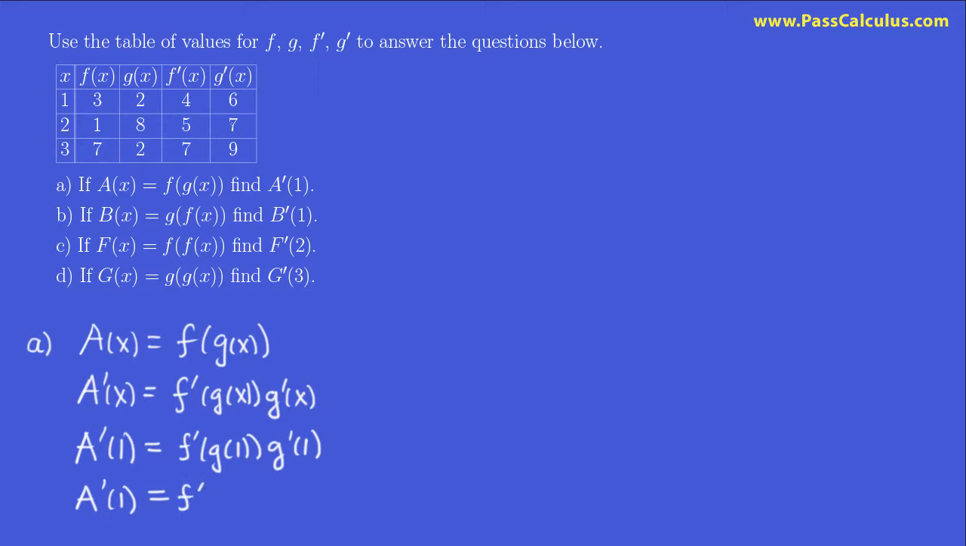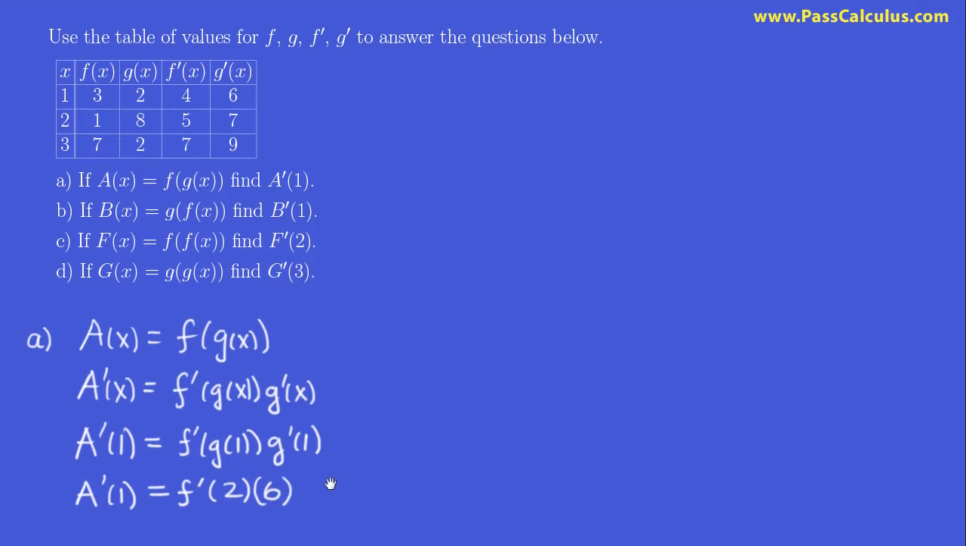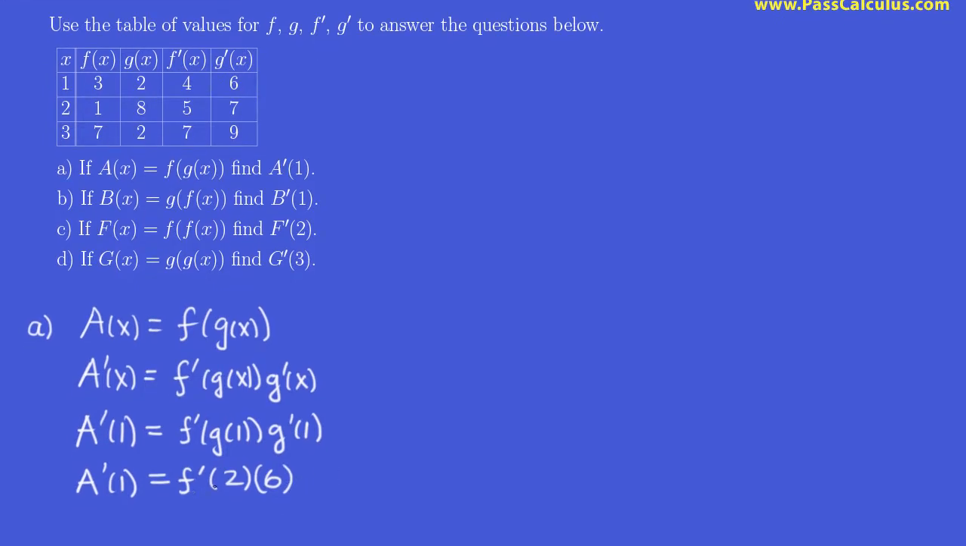First of all, g of 1, what is that? Well, here's 1, so g of 1 is equal to 2. And what's g prime of 1? Well, g prime of 1 is 6. I can maybe put brackets around there. Now, to finish it off, what is f prime of 2? f prime of 2 is 5. So we have 5 times 6, which is 30. So there's our answer for part A.